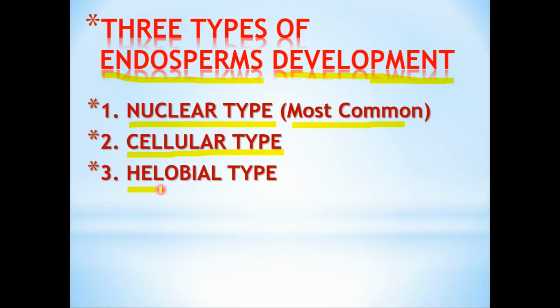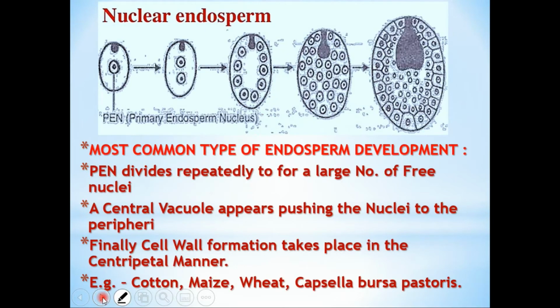This is known as the helobial type of endosperm development. So in the nuclear type of endosperm development, you can see that this is the primary embryo sac, and the nucleus placed in the central cell is called the primary endosperm nucleus. It is also known as PEN.